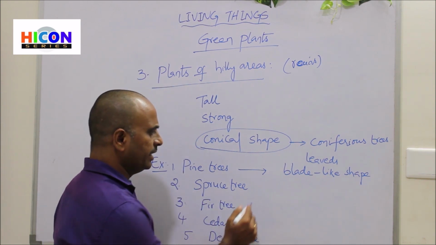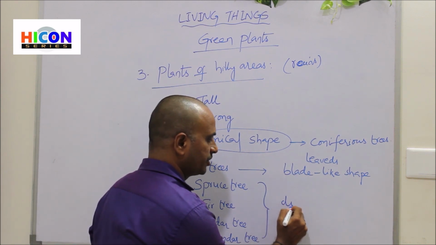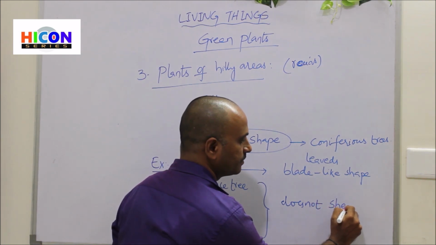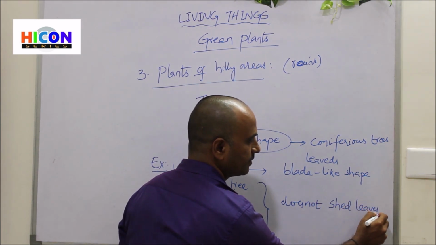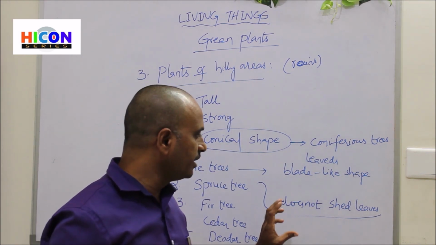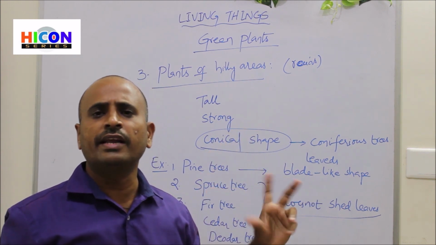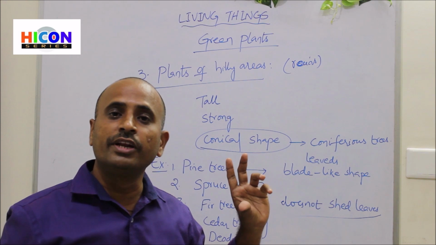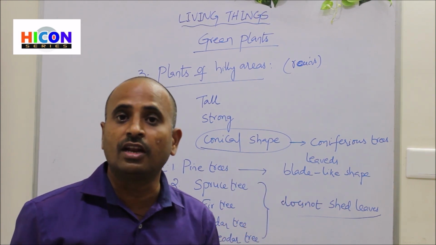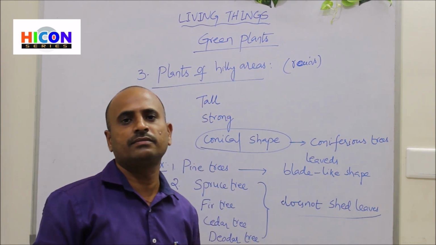And these plants do not shed leaves. The plants which are grown in plains, like mango trees, banana trees, neem trees and orange trees, will shed their leaves in a particular season to prevent the loss of water. But these plants do not shed leaves.